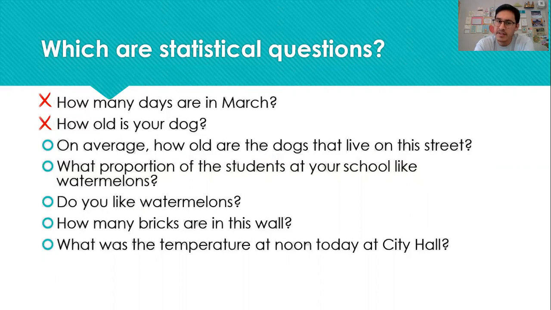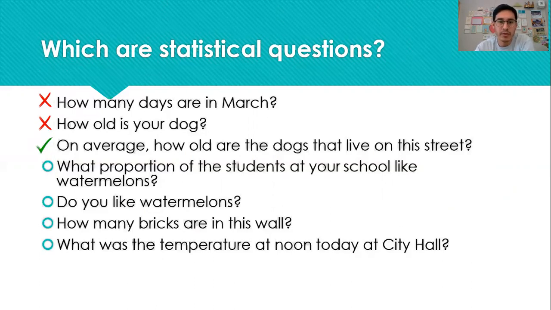The third question is similar to the previous one, but you'll notice now that the word dog has been pluralized. So on average, how old are the dogs that live on this street? So now we know that there's going to be multiple dogs, and we're going to be recording multiple pieces of data, and we expect those measurements to differ. There's probably going to be some young dogs that live on the street and some older dogs. So here is an example where the data we collect is going to have some variety in it. So that is a statistical question.